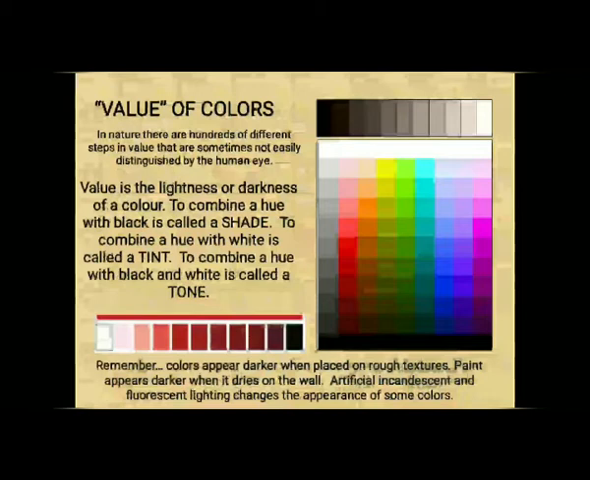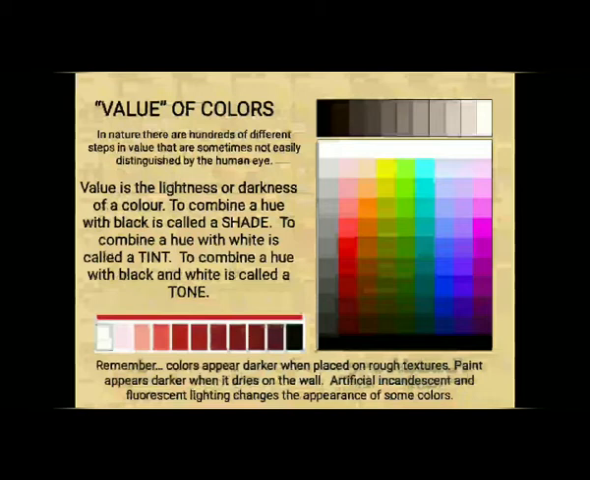So value is the lightness or darkness of a color. To combine a hue with black is called shade. To combine a hue with white is called tint. The combination of a hue with black and white is called tone. So the scale in between is called tone.